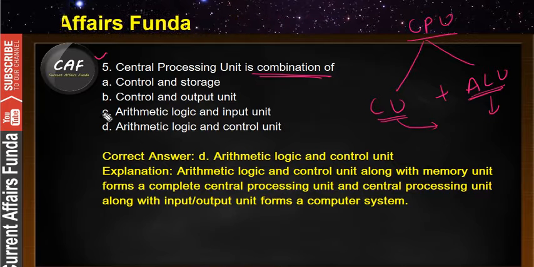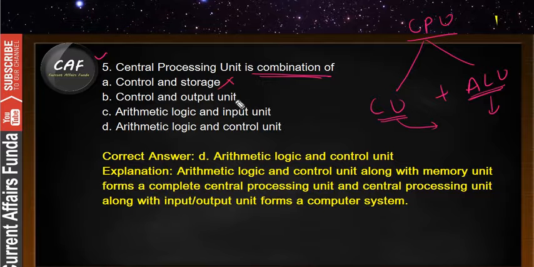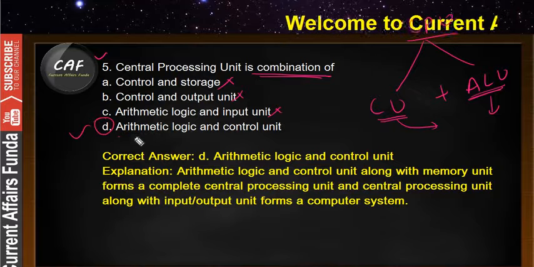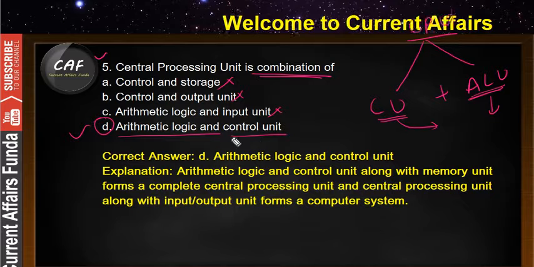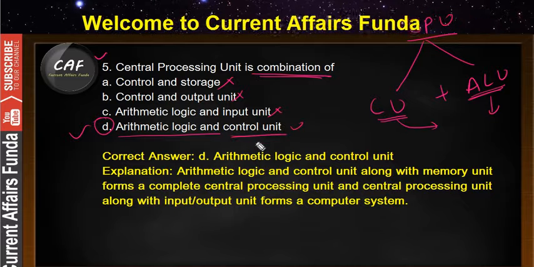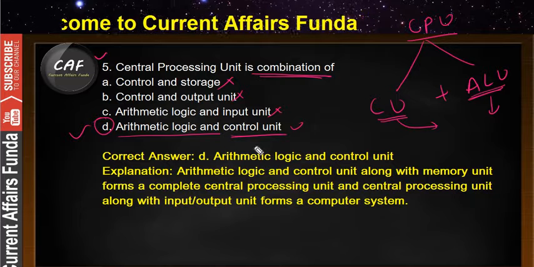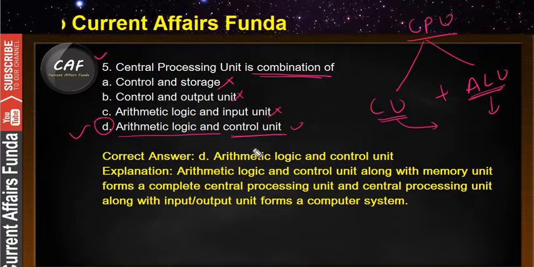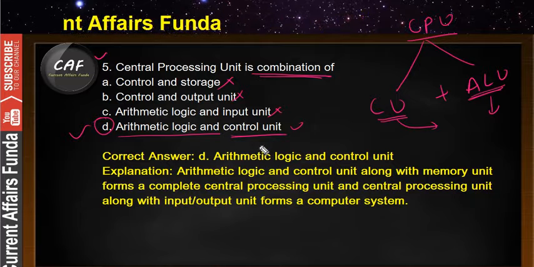See guys, control and storage, this one is not possible. Control and output unit, not possible. Arithmetic logic and input unit, not possible. So D is the correct answer: arithmetic logic as well as control unit, ALU plus CU. This combination is identified as the central processing unit, not the control processing unit.